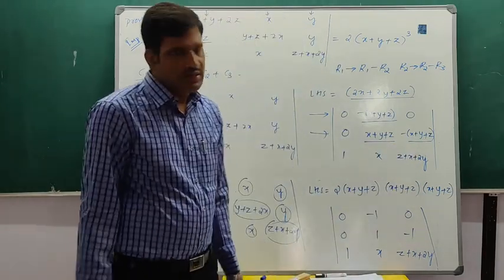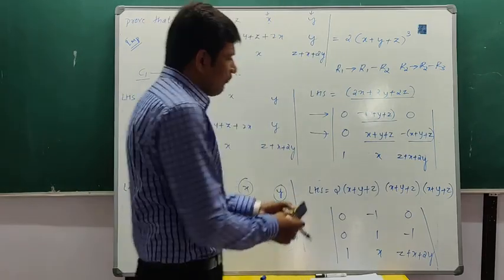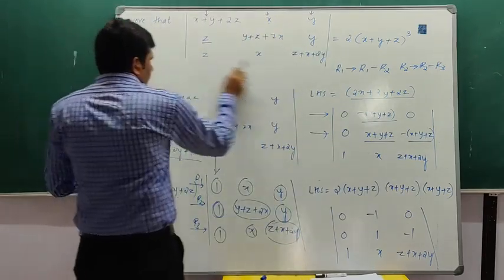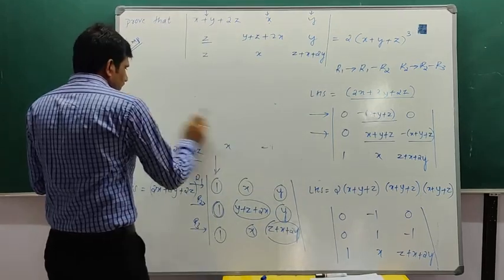Third row, right hand. Now I just have to expand this, right? When we expand, you will get that result. See, I will expand that.